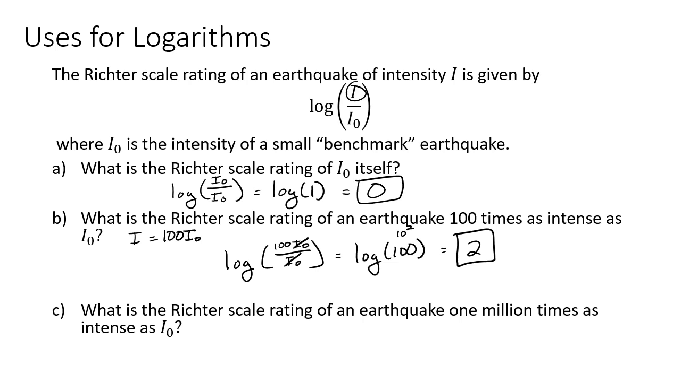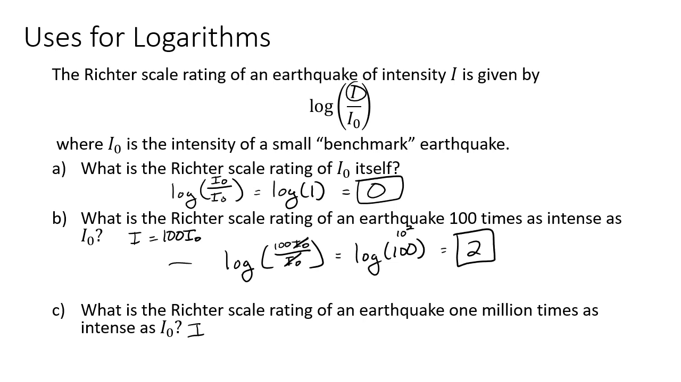For part C, we're asked what would be the Richter scale rating of an earthquake 1 million times as intense as I0. Because again, the earthquake intensity can vary wildly. You could have a rumble so small, only someone directly at the epicenter could feel it, or you could have an earthquake so large that it could topple buildings. The difference in magnitude there is massive. Well, let's see. What would the rating be for an earthquake 1 million times as intense as I0?